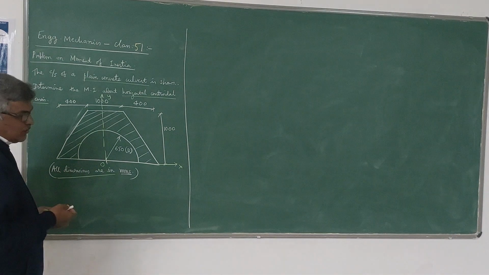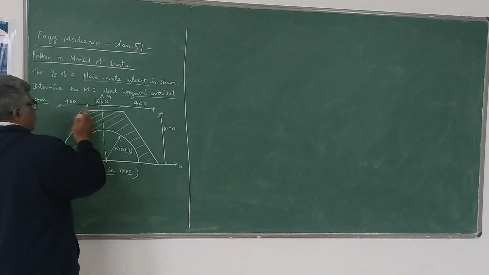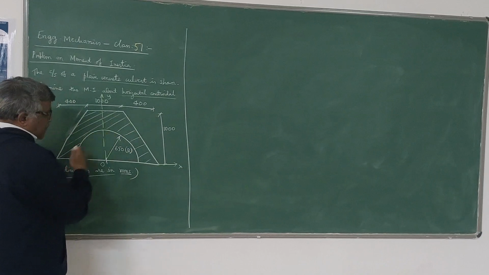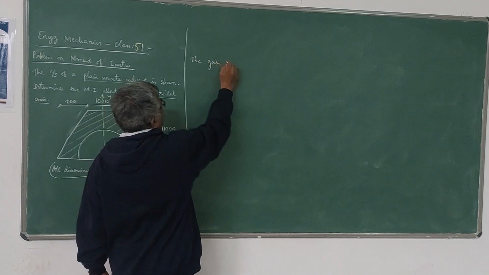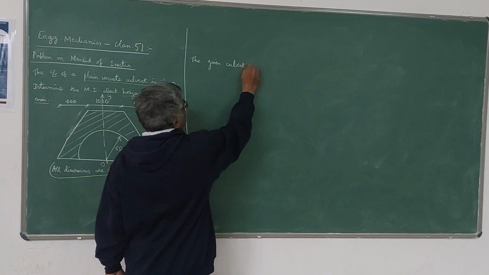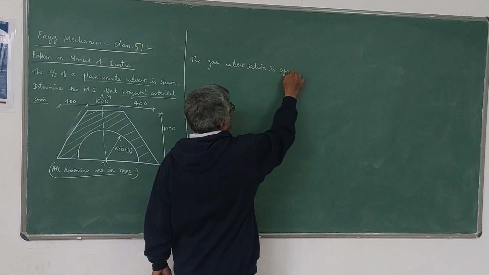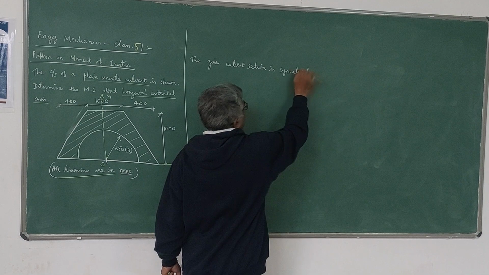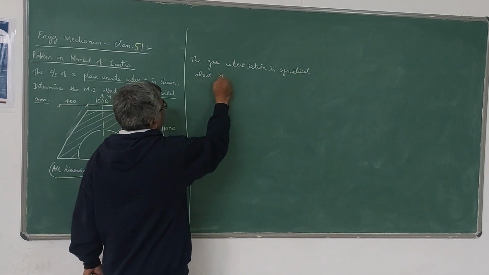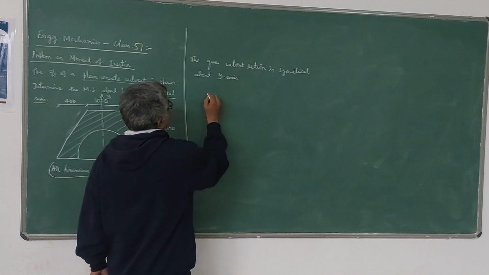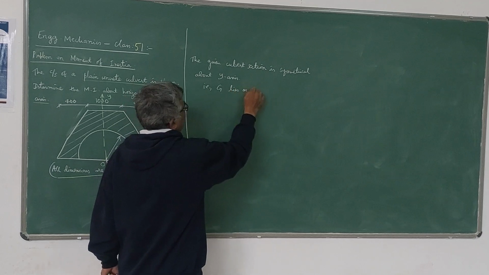Now if you observe the diagram, it is symmetrical about the y-axis. If we take the y-axis here, the left half and the right half of the y-axis are the same. So the given culvert section is symmetrical about the y-axis. Once it is symmetrical about the y-axis, according to the property of centroid, the centroid lies on the y-axis. Always the centroid lies on the axis of symmetry.